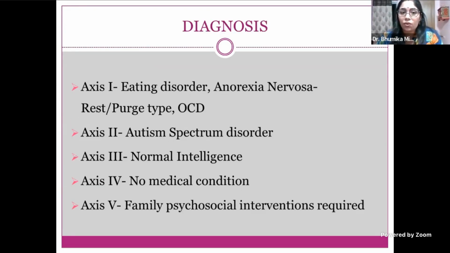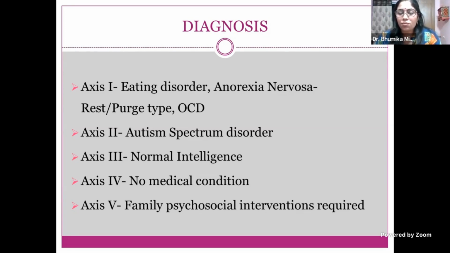So coming to the diagnosis, according to the Rutter's multi-axial diagnosis, this is the eating disorder, anorexia nervosa. I would not really say it fits into any of the subtypes, but it has features of both restrictive and purging type. And along with that, obsessive compulsive disorder.